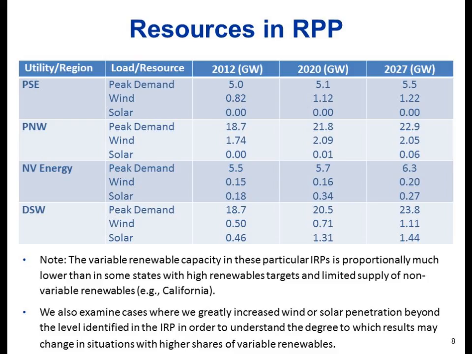This slide just summarizes the load and renewable capacity identified in the IRPs for the 2 utilities in the 2 regions that we focus on. You can see that the Northwest has more wind while the Southwest has more solar. One thing to note about these particular IRPs is that they're not necessarily representative of the higher renewable deployment levels that are seen in some states with high renewable targets, though we did examine some cases where we greatly increased the share of renewables in order to see the impact on the results.